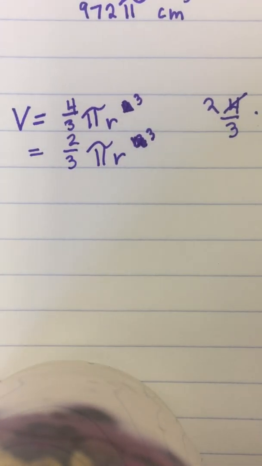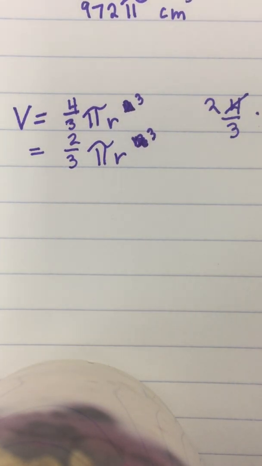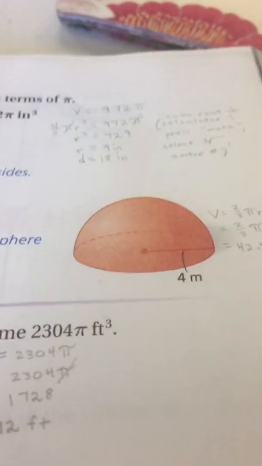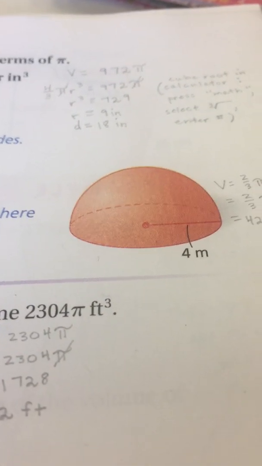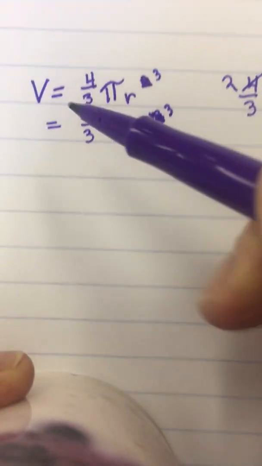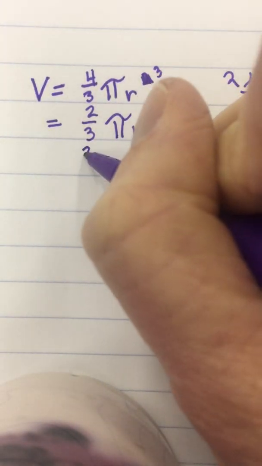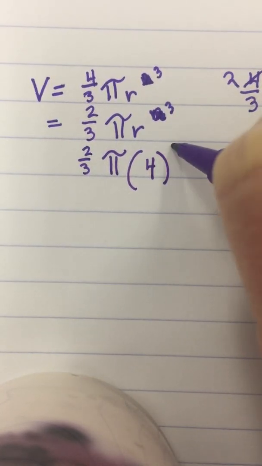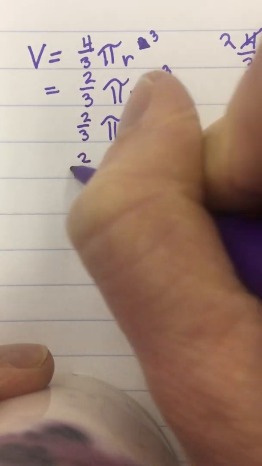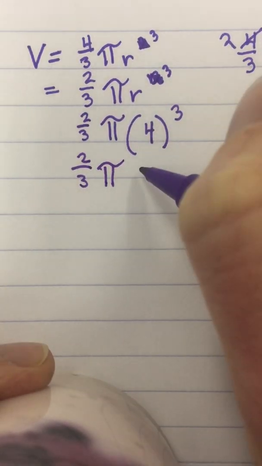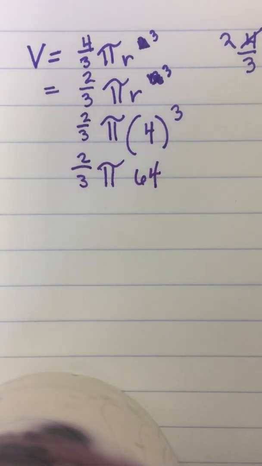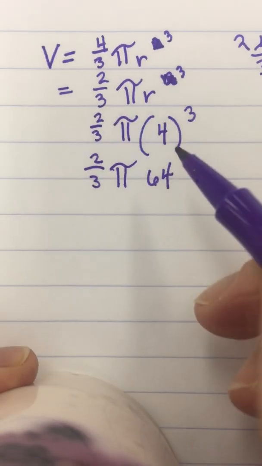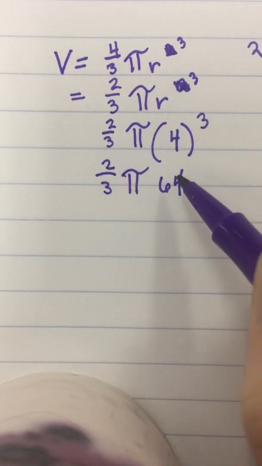Our next problem, this is 1C still, deals with the volume of the hemisphere. And I'll show you the picture of it. The radius is 4 meters. So let's plug that into our formula. Here's our hemisphere formula. So we're going to say 2/3 pi, and our radius was 4, and it's cubed. So we've got 2/3 times pi times 64. I'm pretty sure that 4 times 4 times 4 equals 64. Yes. Okay, so now we can take 2/3 of 64.